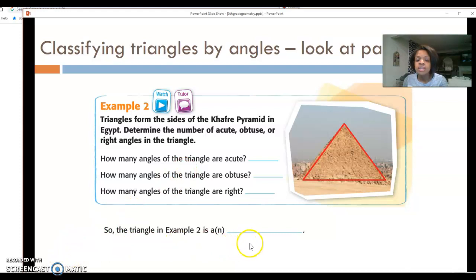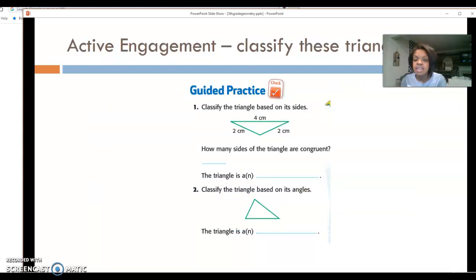So the triangle in example 2 is an example of an equilateral and, well, that would be sides, and acute triangle. So for this example, we would just say acute because we're looking at measures. Sorry, I'm even getting mixed up. We've got measures and we've got sides. So in this case, we're doing measures of angles. So we're going to say acute because we're classifying this triangle based off of angles. All right, so let's look at the guided practice, okay?